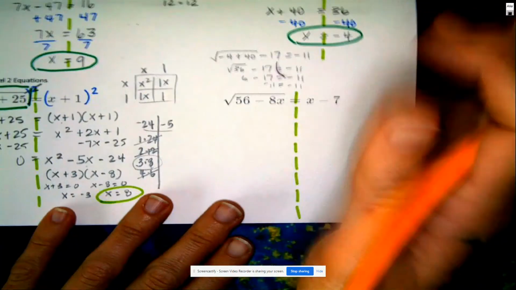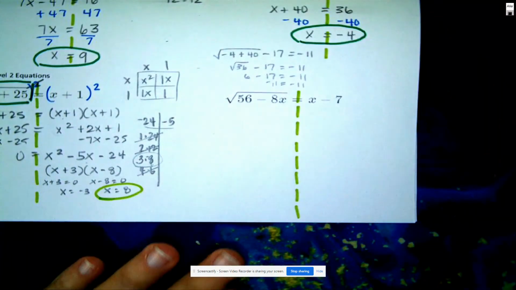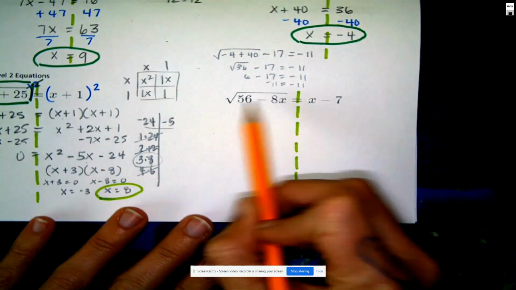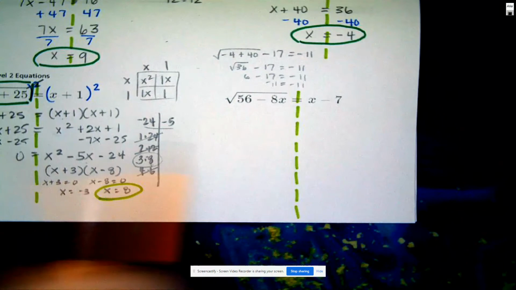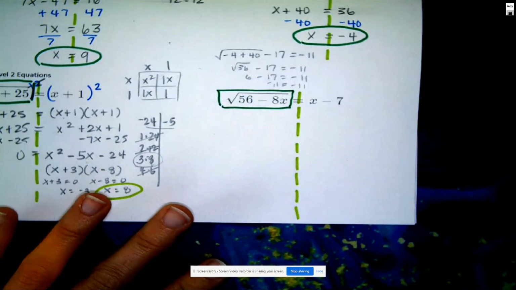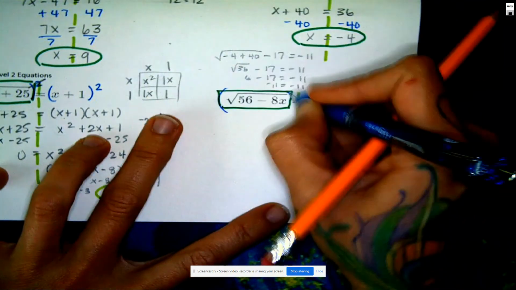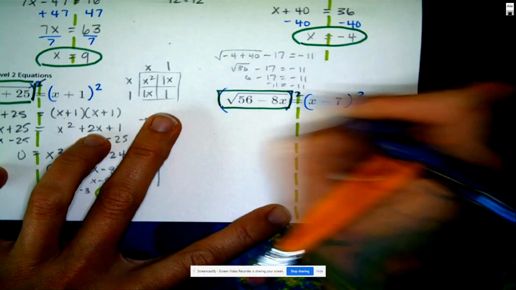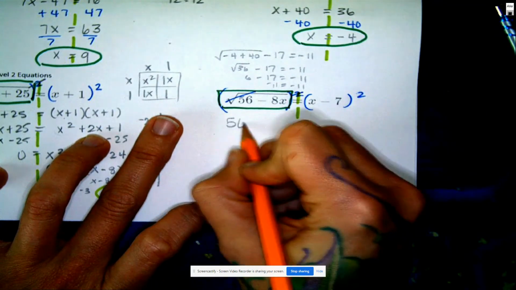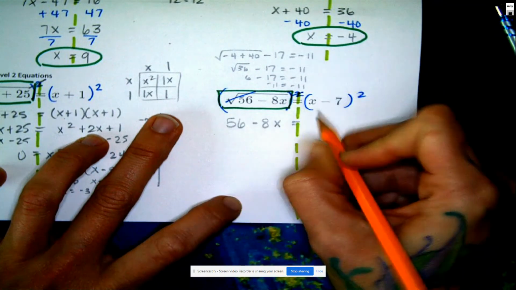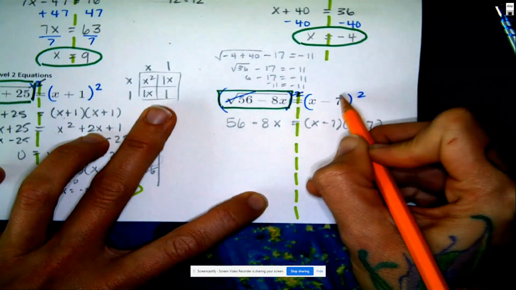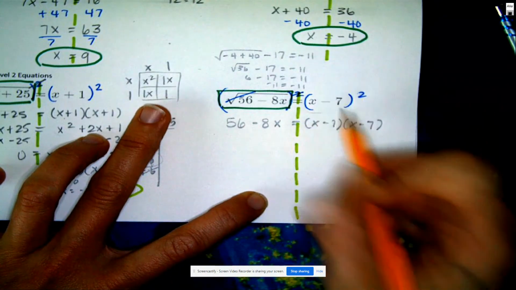Again, I challenge you to pause the video, try it yourself first and see what happens. Again, we have nothing on the outside of this square root of 56 minus 8x. So we just need to jump right on in and start squaring everything to get rid of our root bar. And so now we have 56 minus 8x equals x minus 7 times x minus 7. Remember, do not distribute this through. That means this whole thing times itself.